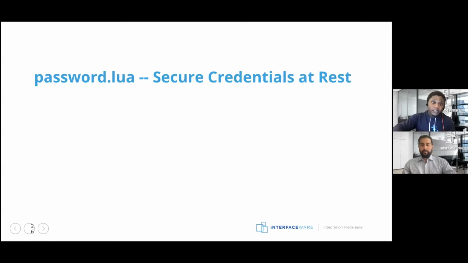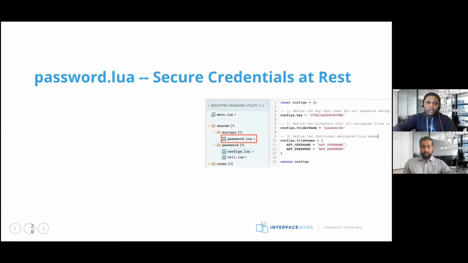So with that context in mind, INTERFACEWARE recommends the use of the password.lua module. As you can see here on the right, I have a picture again of a translator instance, and what's highlighted there in the red box is the password.lua script, and on the right are some various fields that correspond to its usage. I'll get into those a bit more later on in the walkthrough.